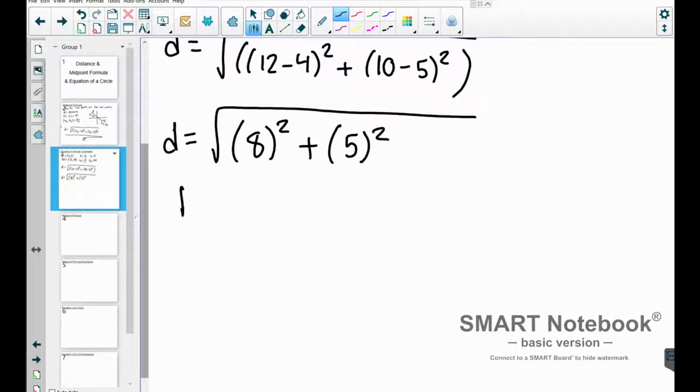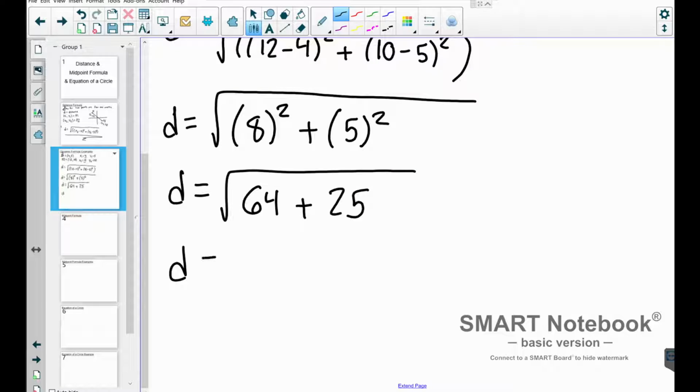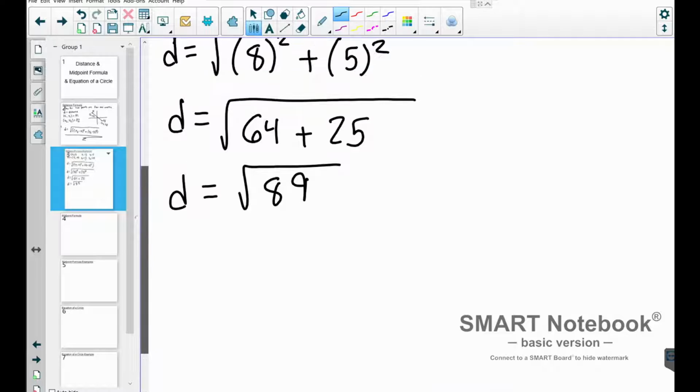Then we'll square those out. We'll say D is equal to the square root of 8 squared, which is 64, plus 5 squared, which is 25. Now we just have basic addition here. D is equal to the square root of 64 plus 25, which is 89. And now you're at your answer.